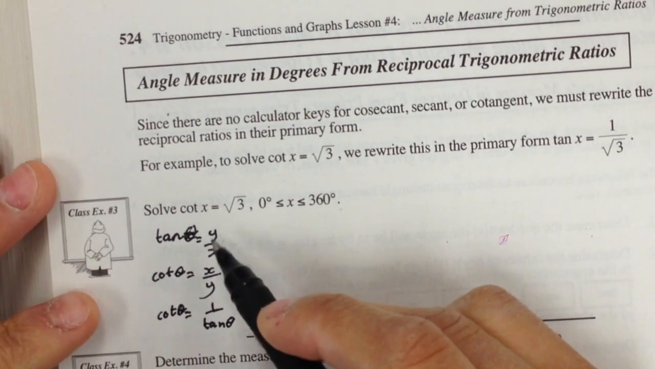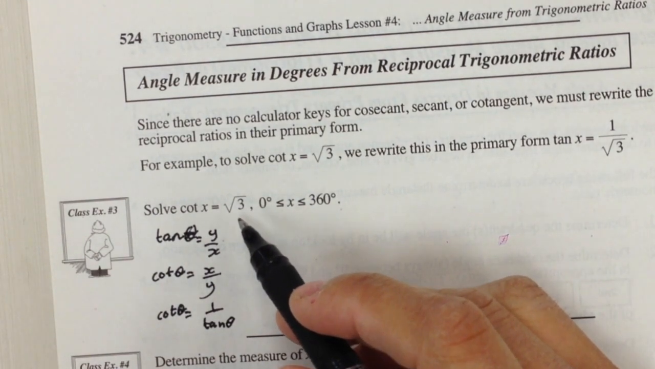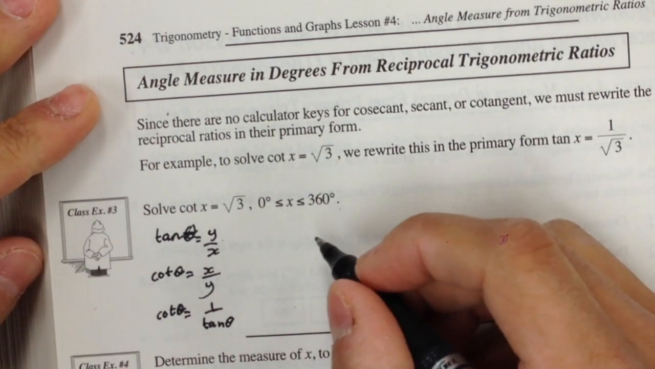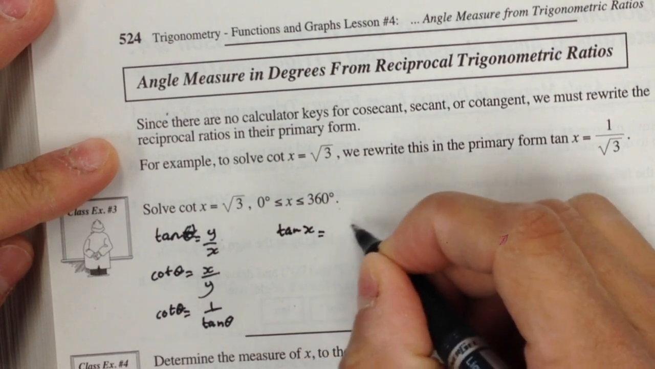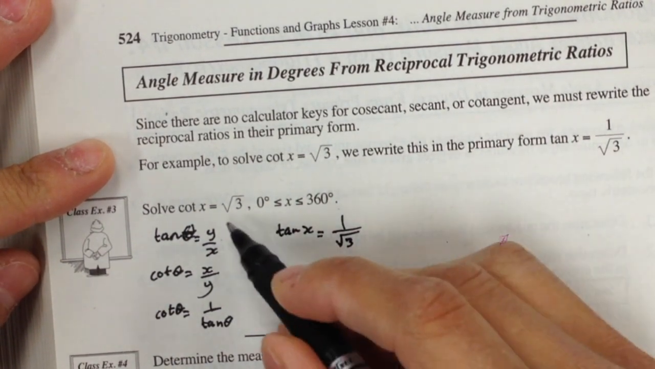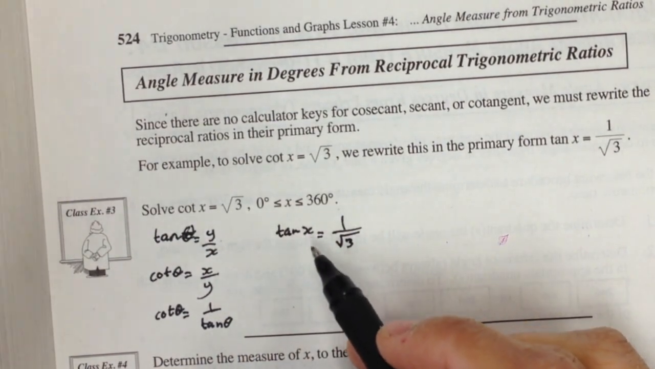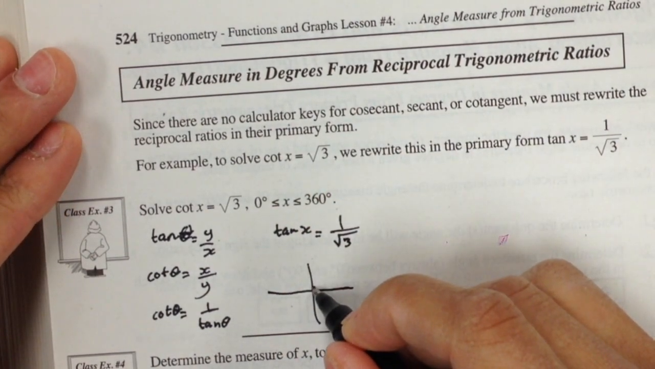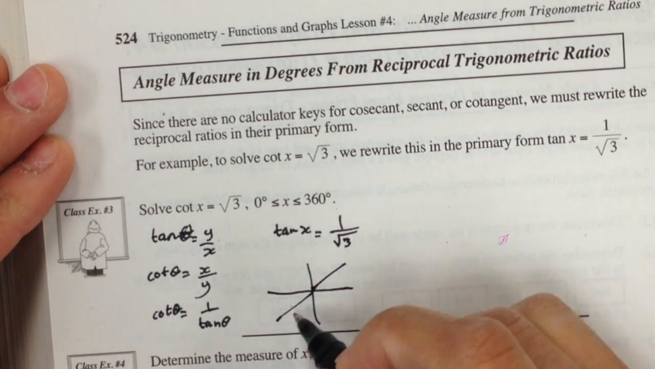So if I have cotan x equal to the square root of 3, I can rewrite that as 1 over tan x equals the square root of 3. If I write just tan x, this would be 1 over the square root of 3. And it's positive. Remember, cotangent and tangent are positive in the same quadrants, so it can be positive here or here, in quadrants 1 and 3.